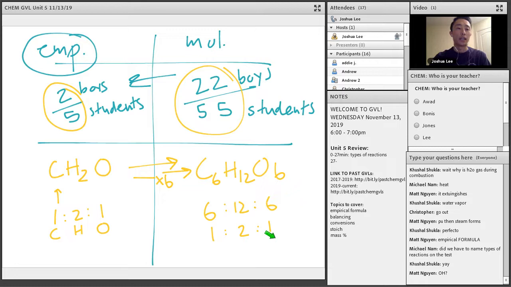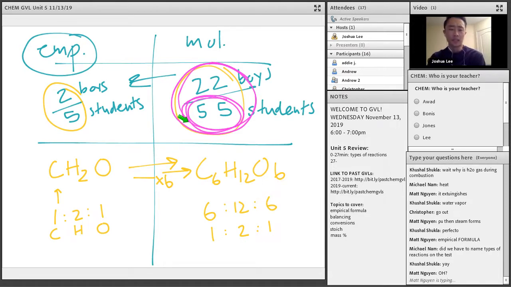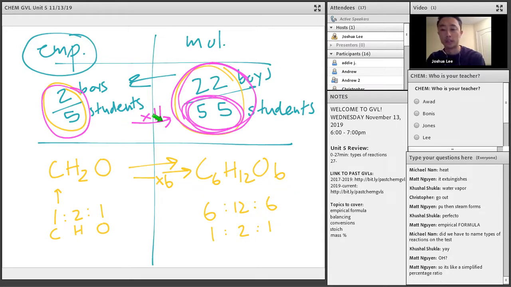So if I had a class of 55 students and 22 of them were boys, this would be my actual class size, 55. But if someone asked me, hey, what percent of your classroom is boys? Typically, I won't say, oh, 22 out of 55. I'd say, oh, about like 2/5. So that's my empirical formula. It's just that this is 11 times larger. So that's all that is. Yeah, it's like a simplified ratio. So instead of having like a 6, 12, 6, you could reduce it down 1 to 1.